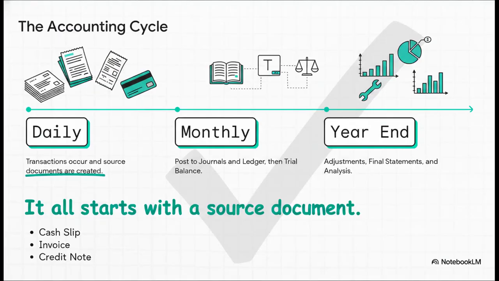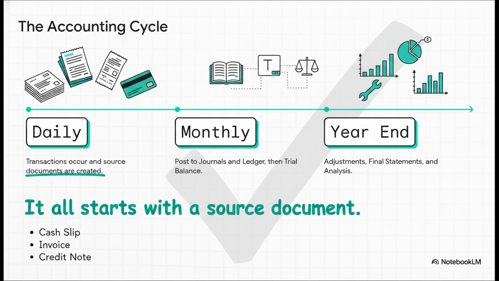So, if the accounting equation is the skeleton, the accounting cycle is the nervous system, processing raw, daily actions into polished final reports. It operates on a strict, predictable timeline. Daily, you have transactions occurring which generate source documents. Monthly, those documents are summarized into journals, posted to the general ledger, and checked with a trial balance. Finally, at year-end, we see adjustments, the creation of final financial statements, and detailed analysis.